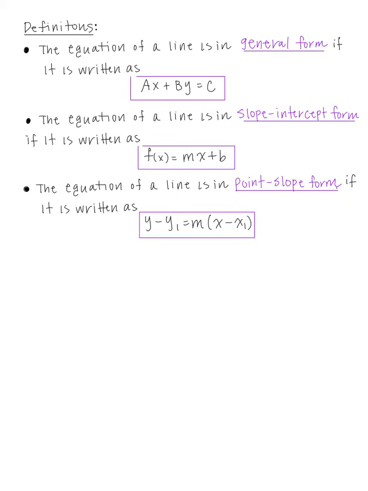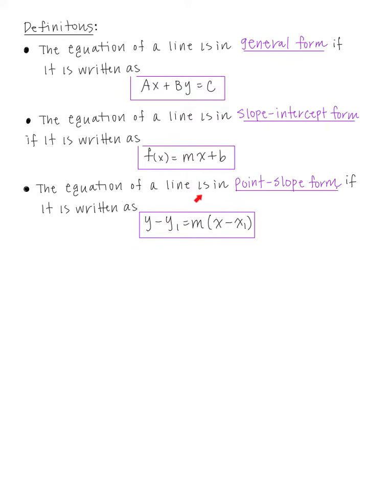Our next topic is to write an equation of a line in different forms. So let's first go with the general form. The equation of the line is in general form if it is written as ax plus by equals c, where a, b, and c are constants. All right, and the second one, the equation of a line is in slope-intercept form if it's written as f of x equals mx plus b. We have seen the slope-intercept form and general form earlier.